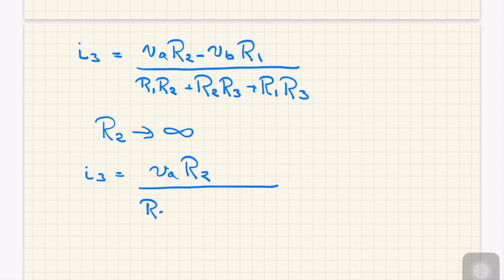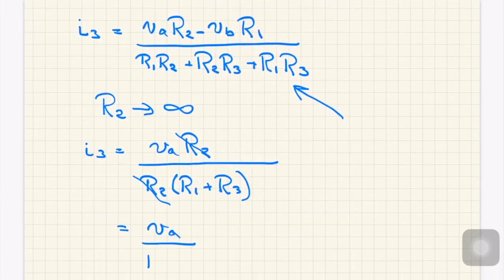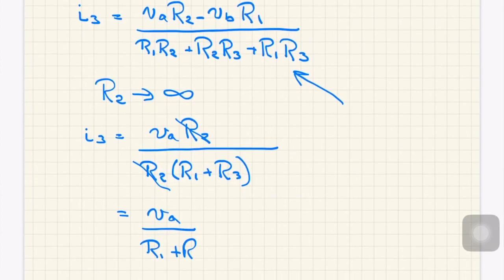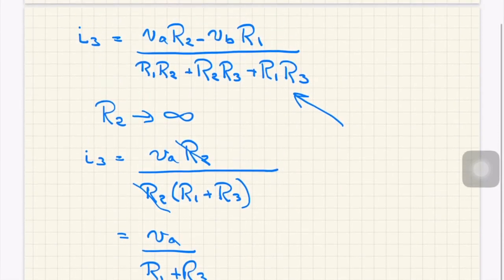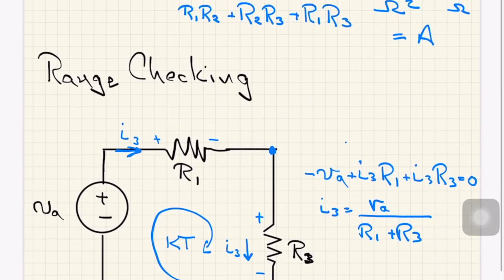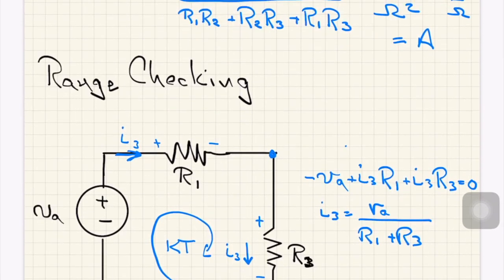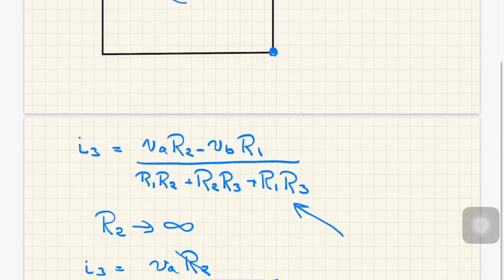If we look in the denominator, then we see we're going to have an R2 term, which will be the big one again, and it's going to be multiplied by R1 plus R3, and that third term, the R1 R3 term, is going to disappear in comparison. Now we have an R2 over R2 situation, so they actually cancel, and we have a very simple solution of VA over R1 plus R3. And if we scroll back here, we see that indeed that was exactly the same solution that we got when we used the simplified circuit.